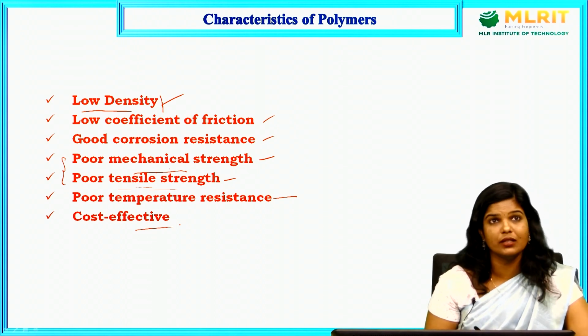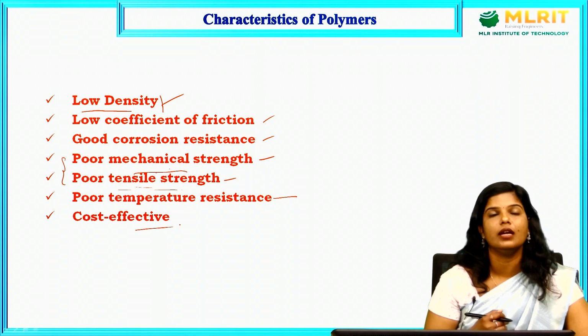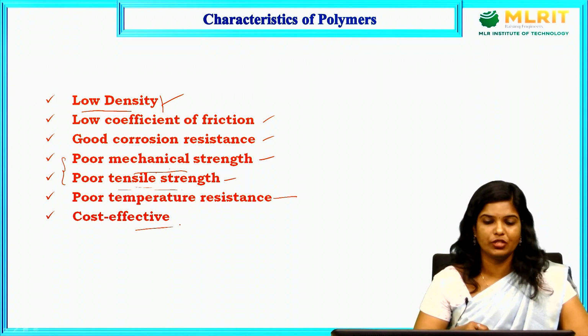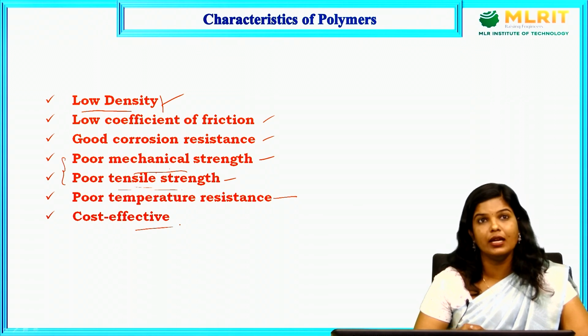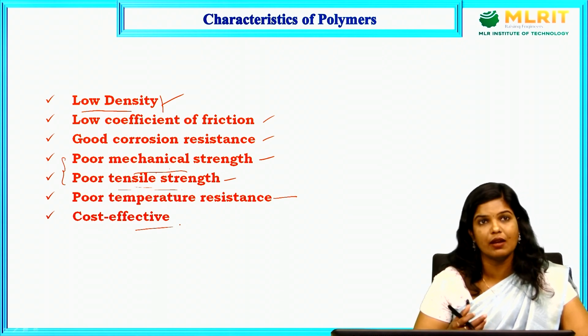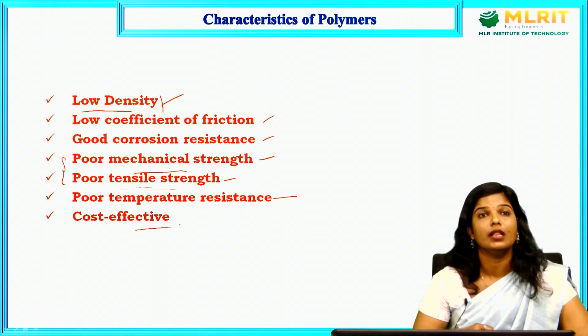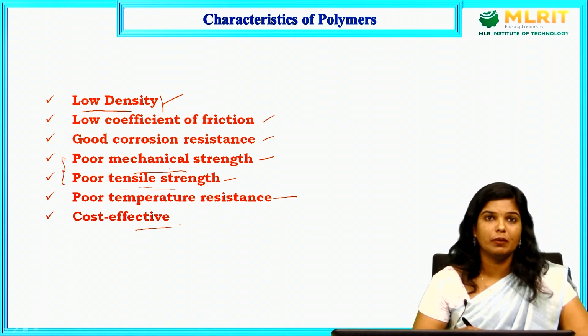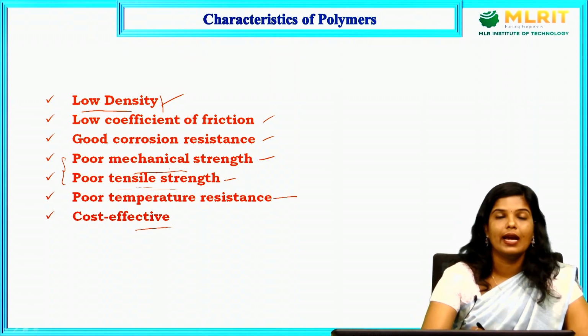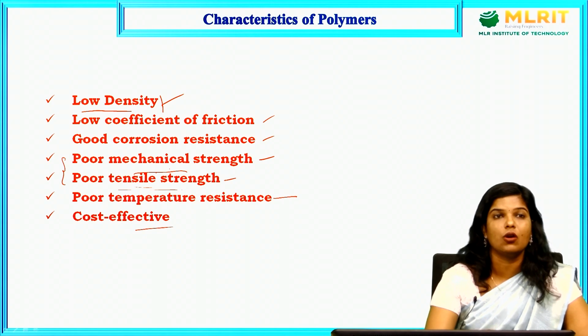So, the different characteristics of polymers: it must have low density, a low coefficient of friction, and high corrosion resistance. It will have poor mechanical strength, and because of that poor tensile strength, and it has the nature of breaking down very fast. Then it will have poor temperature resistance, that is, it cannot withstand higher temperatures because it will break soon. And above all, it is highly cost effective.